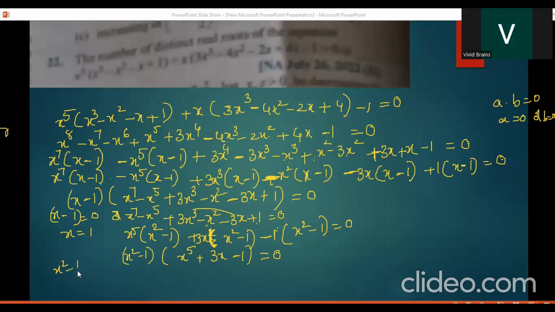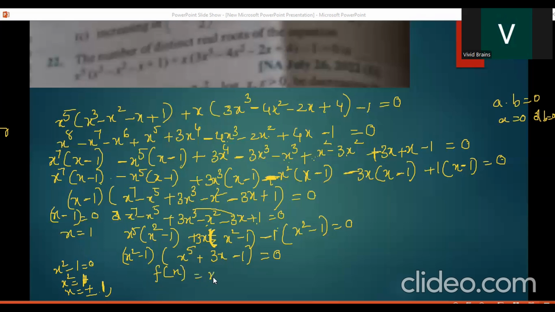So x square minus 1 is equal to 0. x square is equal to 1. So x is equal to plus or minus 1. Okay. So you got 1, 2, 3 roots. Okay. Right. Then what do I do? x power 5. Let us consider this as f of x, because we can't simplify this as we did before.